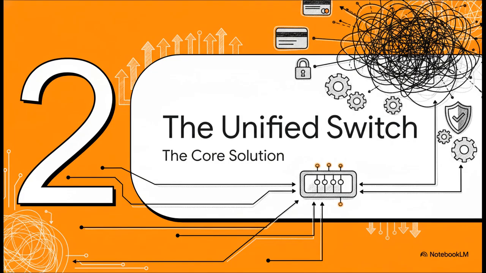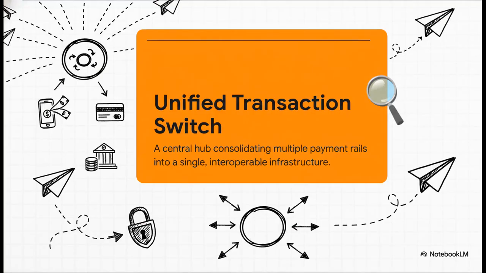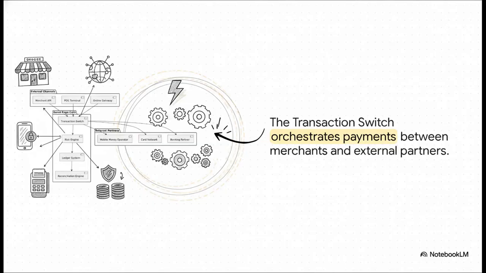That brings us to the heart of the solution. This is how you build a smarter system. You do it with this. A unified transaction switch. The best way to think of it is like an intelligent air traffic controller, but for money. Instead of planes, it's managing all these different payment rails, mobile money, cards, bank transfers, and directing them all through one central hub. And you can see it right here in the architecture.